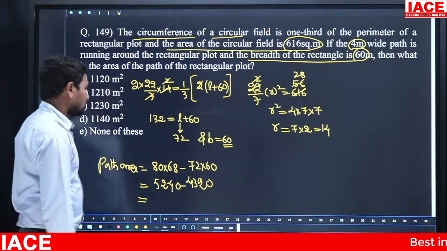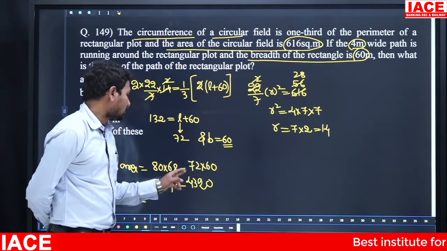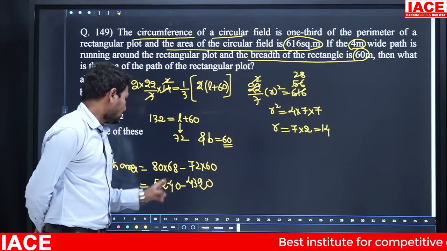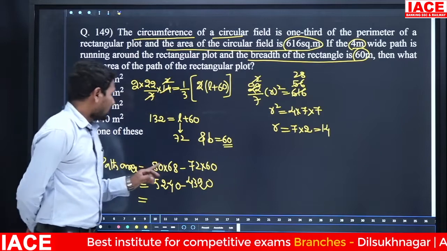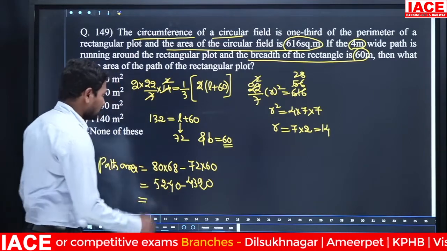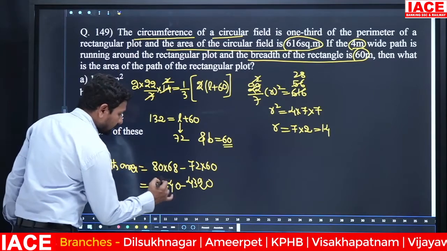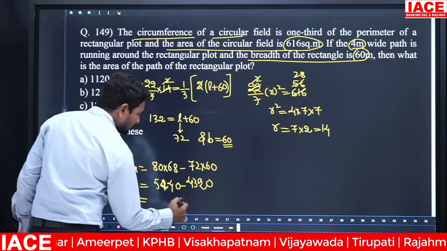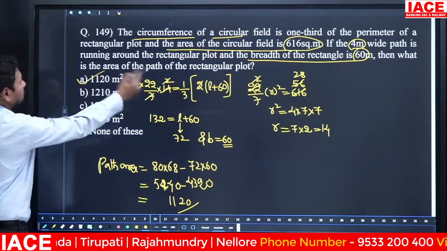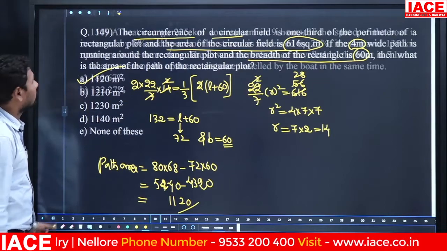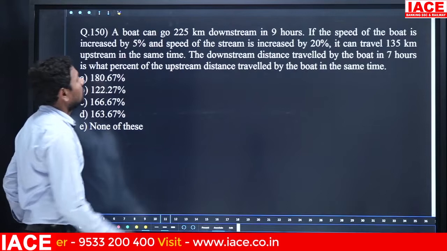Now the answer is what? 6 2s are 12 and 6 7s are 42, it's clear. Next, 8 8s are 64, 4 and carry forward 6, 8 6s are 48, 48 plus 6 is equal to 54. Now 40 minus 20 is 20, 54 minus 43 is 11, so 1120. Then option A. Option A.